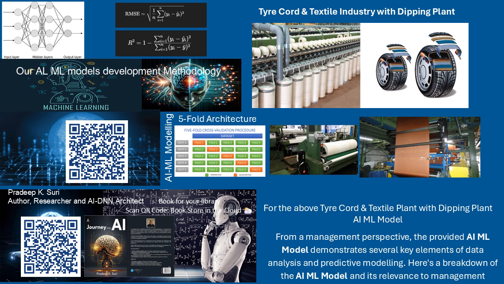From a management perspective, the provided AIML model demonstrates several key elements of data analysis and predictive modeling. Here's a breakdown of the AIML model and its relevance to management. 1. WIP data. Purpose. The program gets data from work in progress, WIP, in the tire cord and textile industry. Importance. Getting realistic data helps in simulating real-world scenarios and testing the performance of predictive models.